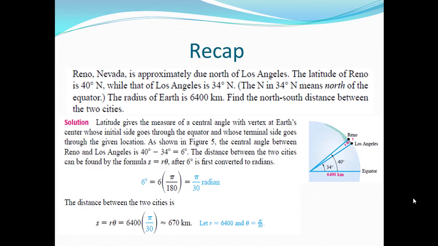But you must remember the rule when I try to find the length of an arc between two points on a circle: S equals R multiplied by theta, but you must remember that theta, the angle, must be in radian measure. The distance between the two cities is S equals R multiplied by theta, 6,400 multiplied by the radian measure of 6 degrees, pi over 30, which is about 670 kilometers for the distance between Reno and Los Angeles, just for our first example.